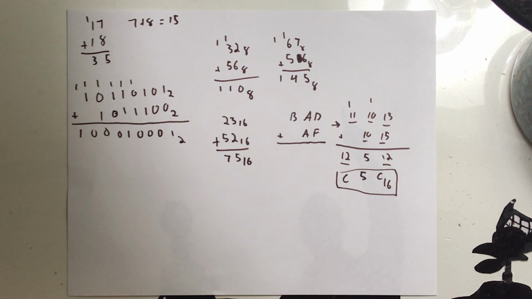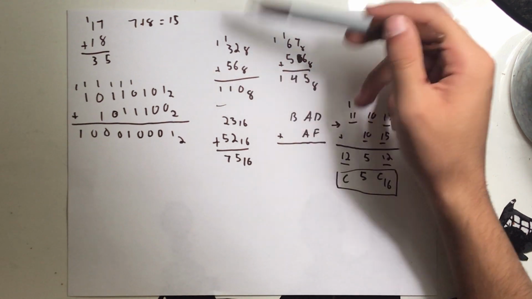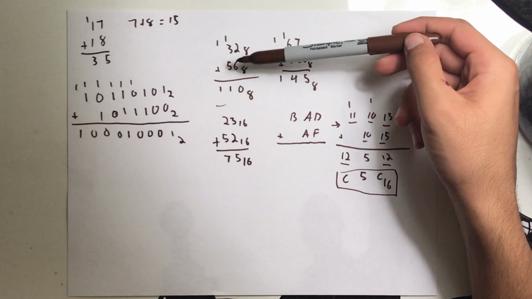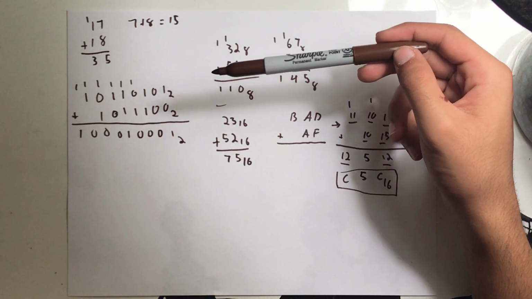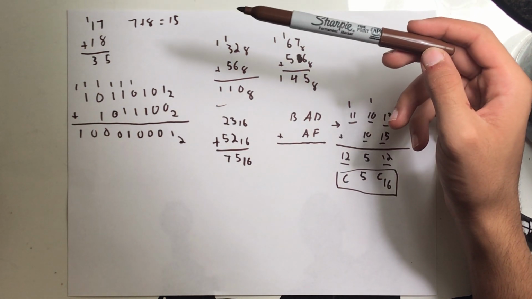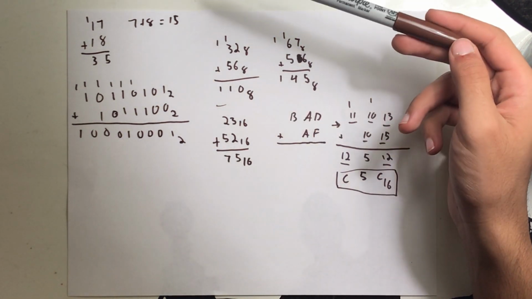It's very important that you can add in the same base. Try not to convert to base 10. Don't convert 32 base 8 to base 10, 56 base 8 to base 10, and then add them up, get your answer in base 10, and then convert it back to base 8. That'll take a lot of time. You'll most likely get the right answer, but it'll just take a lot of time.